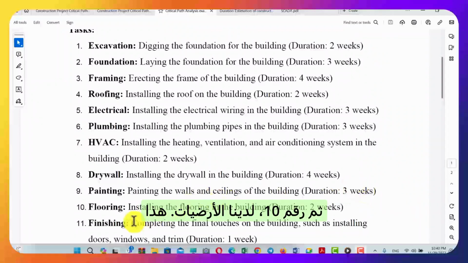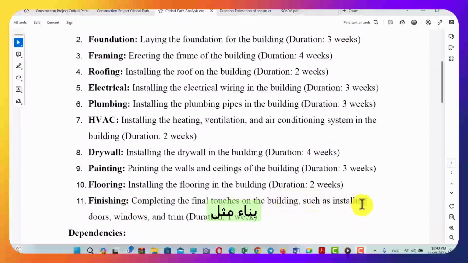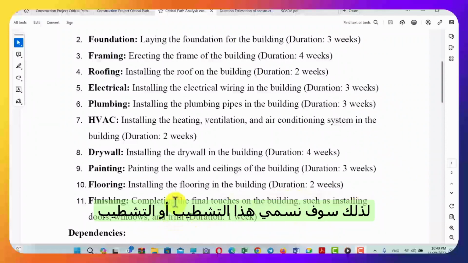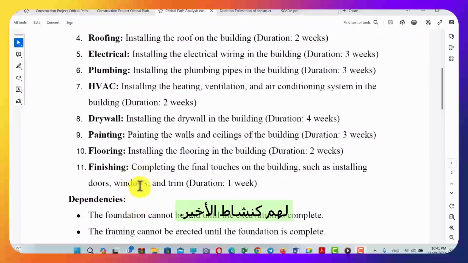Then number 10, we have flooring. This involves installing the flooring in the building, and we estimate the duration of this activity to be 2 weeks. Then we have the finishing, the activity of completing the final touches on the building, such as installing doors, windows, and trim. So we'll call this finishing, or finishing and inspection. We'll just make it the last activity.